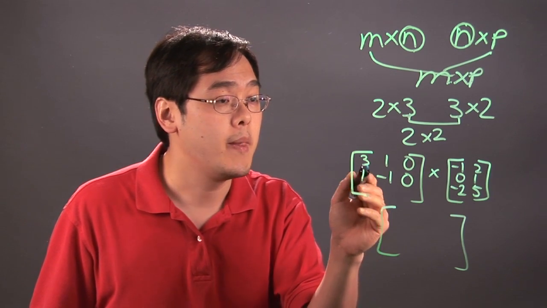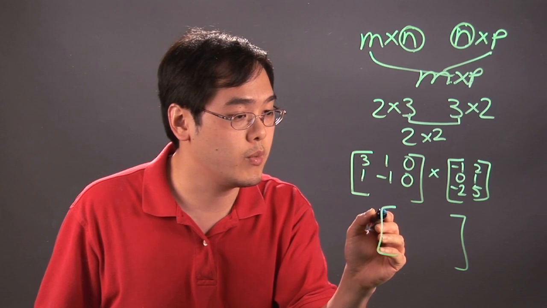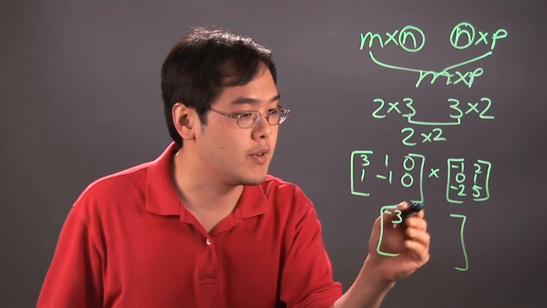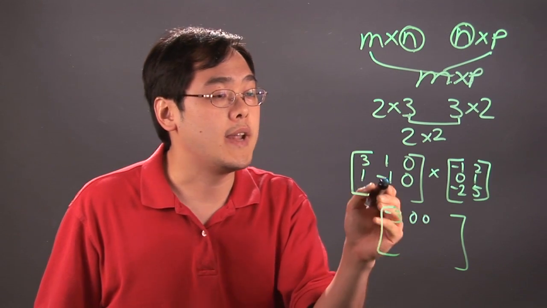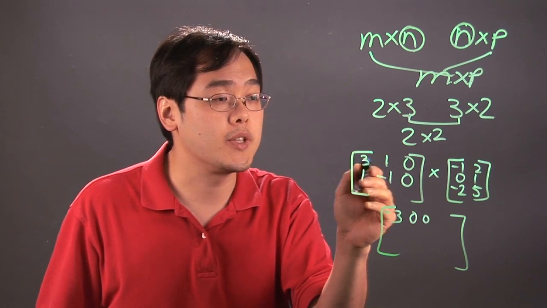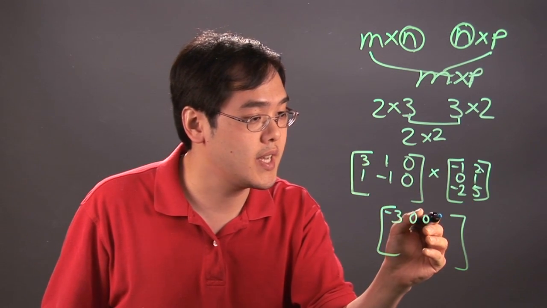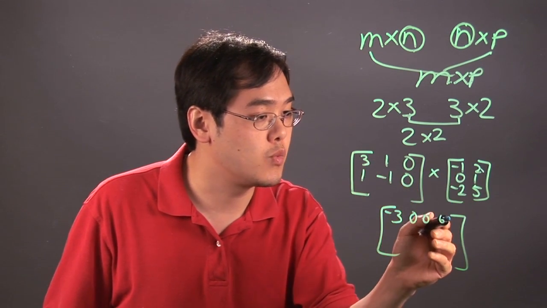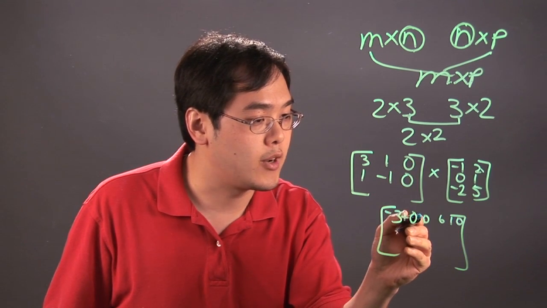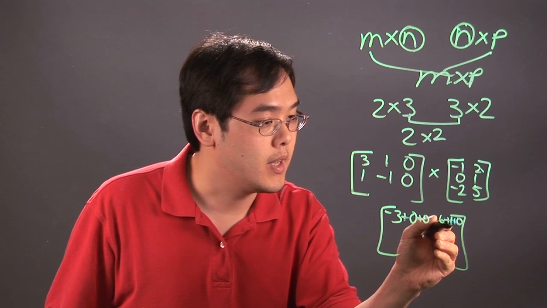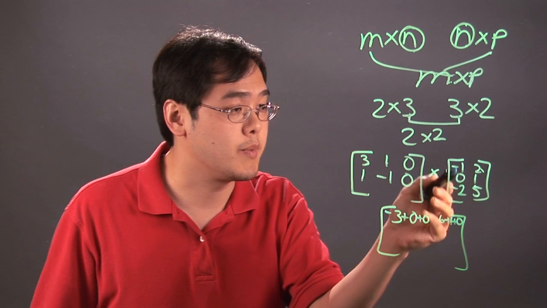Now, for this first entry, you're going to multiply the first row by the first column. So you'll have 3 times negative 1, which is negative 3, 1 times 0, which is 0, 0 times negative 2, which is also 0. Now, this entry over here, you're going to multiply this same first row by the second column. So 3 times 2 is 6, 1 times 1 is 1, 0 times 5 is going to give you 0. Now, you're going to add all these individual entries, mind you.